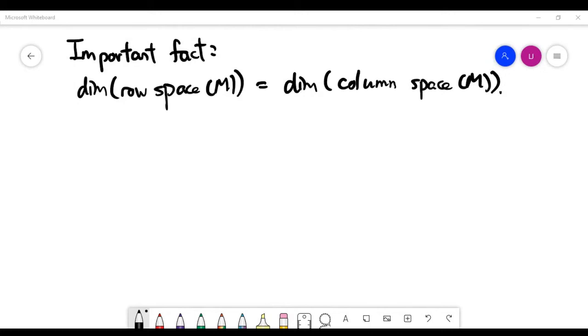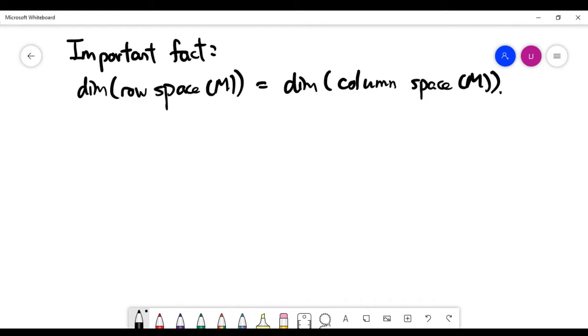So in this video, we start off with an important fact here. The fact is that if you understand the meaning of the row space and the column space of a matrix M already, surprisingly, the dimension of the two spaces is the same, no matter which matrix is given to you. Although the exact space for the row space and the column space may be different, I'm claiming the important fact is the dimension must be the same.